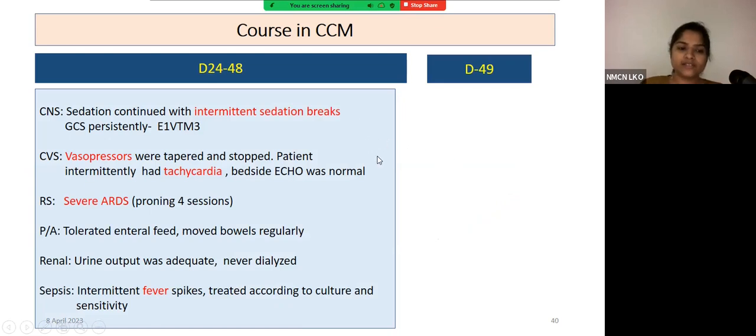During the course in CCM, sedation was continued with intermittent sedation breaks. Persistently, her GCS was E1 VT M3. Initially, she required vasopressors, which were gradually tapered and stopped. The patient intermittently had tachycardia and bedside echo was normal. She presented to us with severe ARDS requiring 4 sessions of proning. She tolerated enteral feed, moved her bowels regularly, and passed adequate urine output. She was never dialyzed. Intermittent fever spikes were there and were treated according to culture and sensitivity.